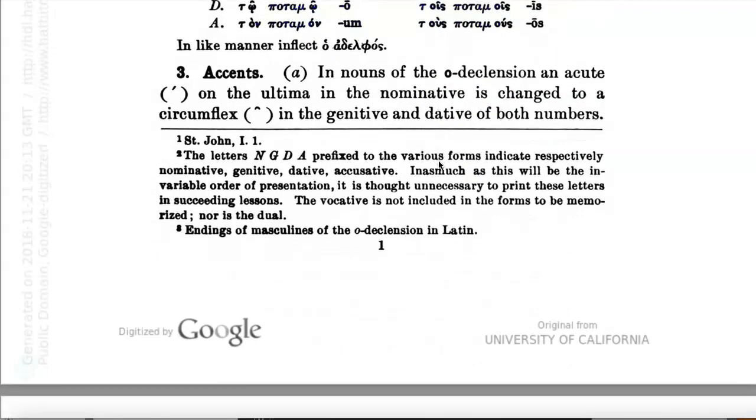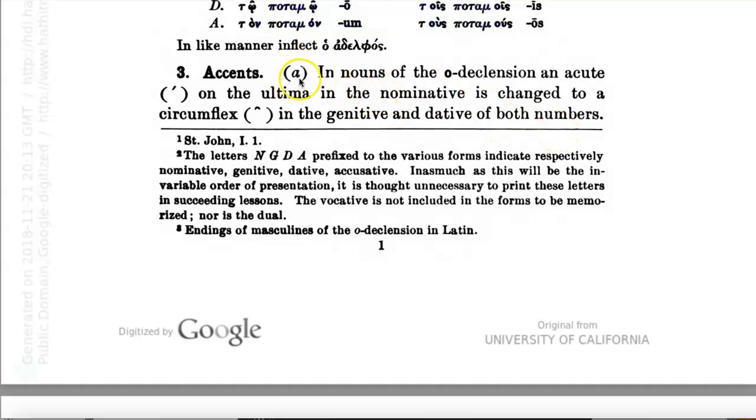That means you'll write down o adelphos, tu adelphou, to adelpho, and so on. Number 3, accents. In nouns of the o declension, an acute, that's this mark here, there are 3 accent marks, and this one is called the acute, on the ultima, in the nominative, is changed to a circumflex in the genitive and dative of both numbers.